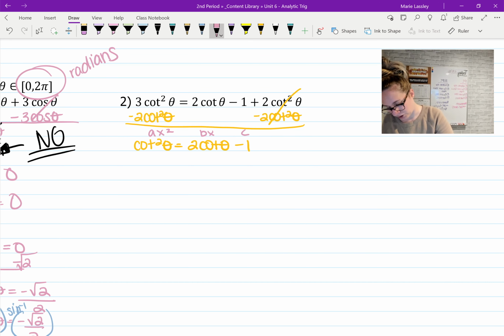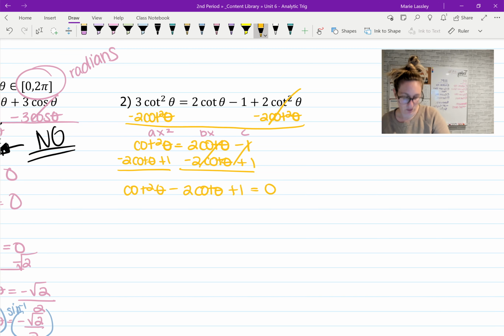All right, so we're going to subtract 2 cotangent and we're going to add 1. So subtract 2 cotangent, add 1. Those cancel. What we're left with is cotangent squared minus 2 cotangent plus 1 equals 0. From here we want to go ahead and factor, just like you would factor a normal quadratic equation.